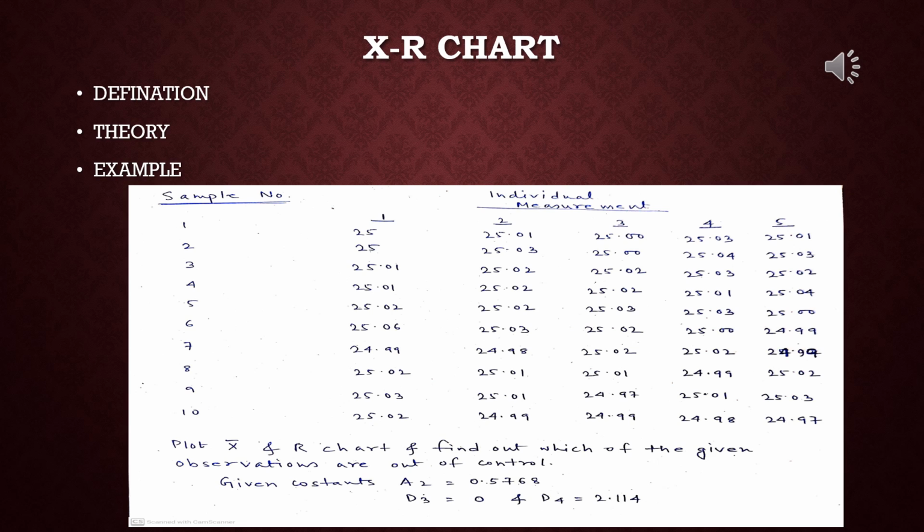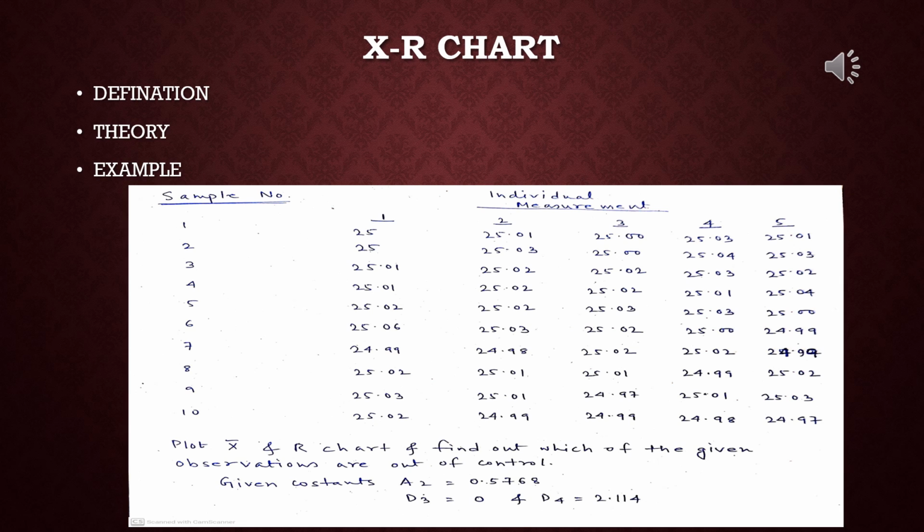For the R chart, the central line is R bar, the upper control limit of the R chart is D4 into R bar, and the lower control limit of the R chart is D3 into R bar. For your betterment, I have listed all the formulas, and you can find them in the last slide of this PPT or this video.